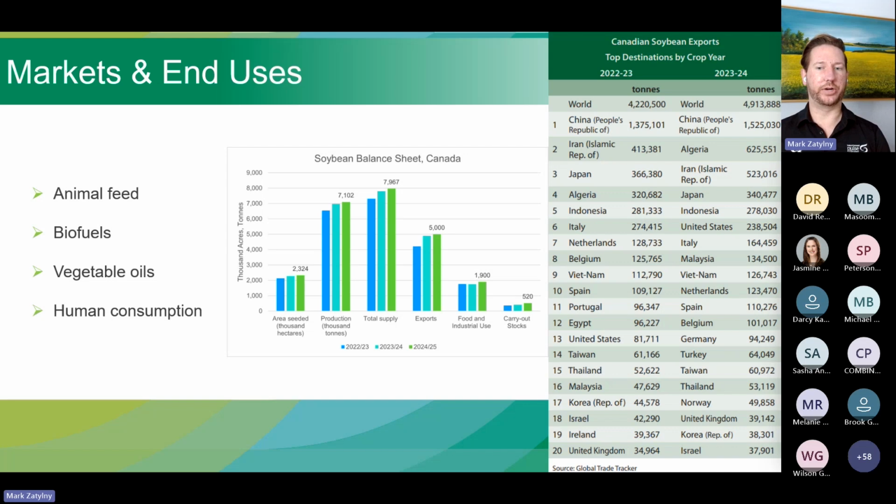Advances in plant breeding continue to bring soybeans into Saskatchewan, and it now ranks fourth amongst the Canadian principal crops in terms of acreage. So it does outrank corn, and the global soybean trade continues to increase with that high demand for animal feed, biofuels, and human consumption.